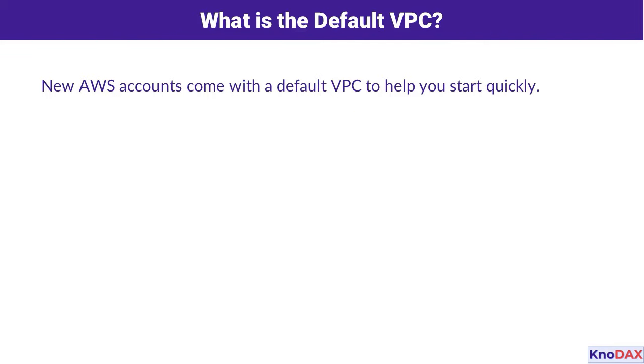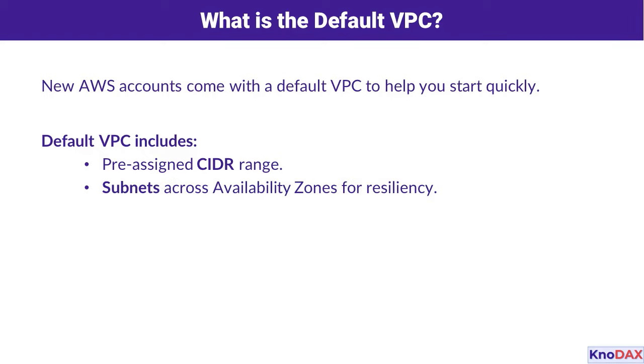Let's take a closer look at the Default VPC, a pre-configured virtual private cloud provided by AWS when you create a new account. The Default VPC includes several features to help you get started quickly. It comes with a pre-assigned CIDR range for IP addressing, subnets spread across multiple availability zones for resiliency, and a main route table to manage traffic flow. Additionally, it includes an internet gateway to enable connectivity to the internet.